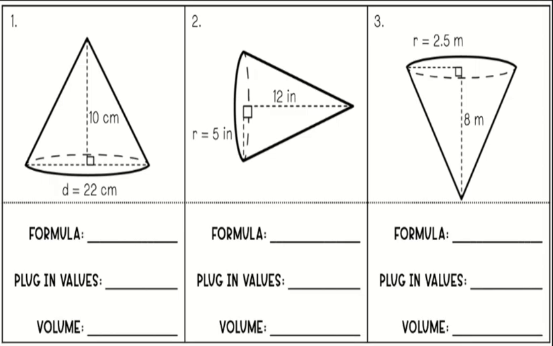All right, so if we look at this first one here. Our formula: we got pi times radius squared times height divided by 3. When we plug in our numbers, what do we use for pi? 3.14. What's my radius on this first cone?